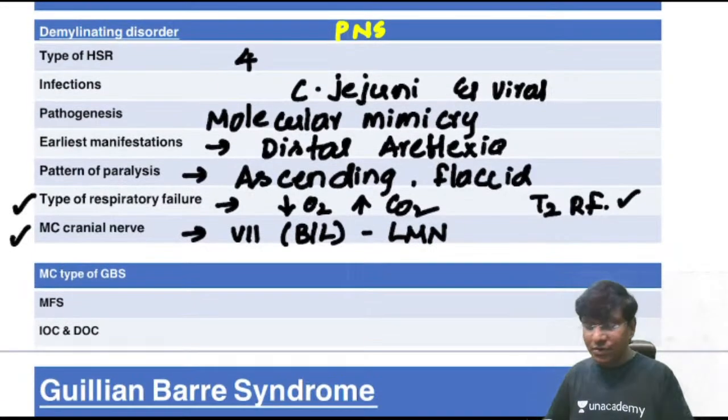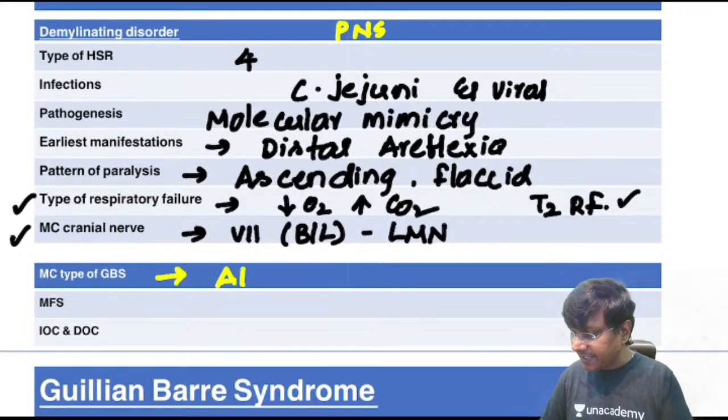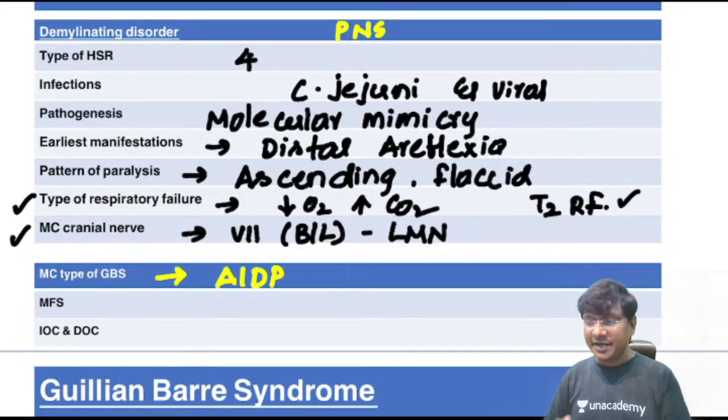Right. Now, what is the most common type of Guillain-Barré syndrome? Can anyone answer this? This will be AIDP, that is acute inflammatory demyelinating polyneuropathy. That is the most common type of your Guillain-Barré syndrome.